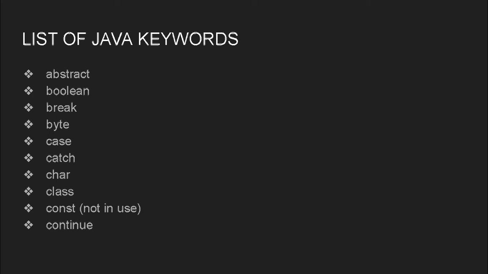Boolean creates a boolean type of variable or boolean type of method. It can be used in front of a variable, or it can be used in front of a method. I am not talking about a class.